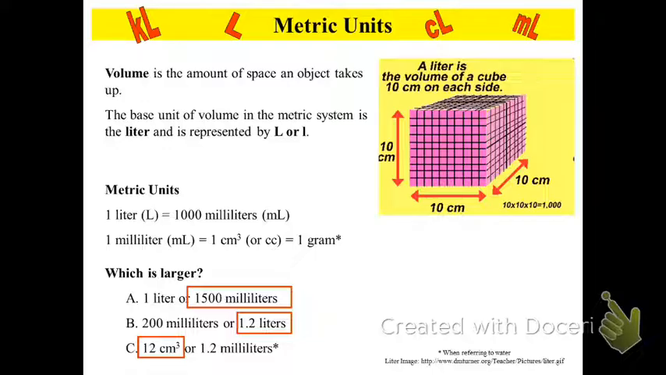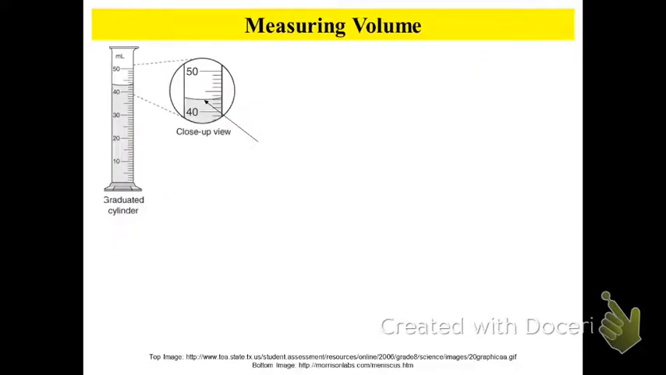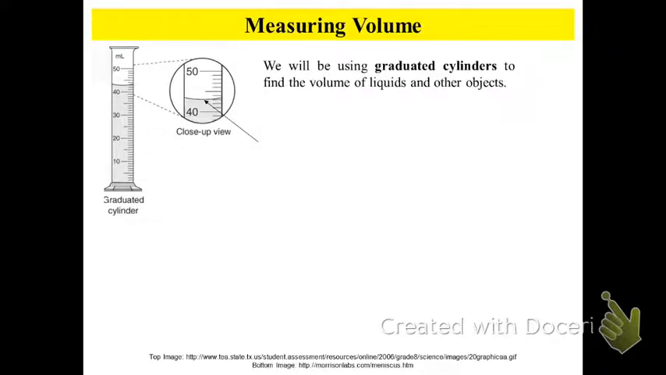So if I give you some liquid and you are to use a tool, the tool that you're going to use is what I got right here, this picture of a graduated cylinder. So we're moving on to number 8 in your notes. So a graduated cylinder helps us define the volume of liquids, and it helps us define the volume of other objects, and we'll talk about that here in just a minute.